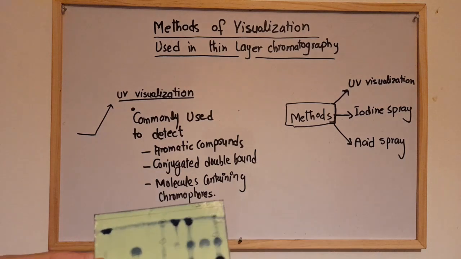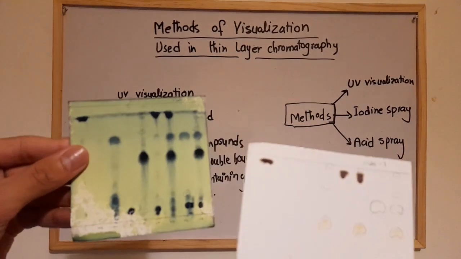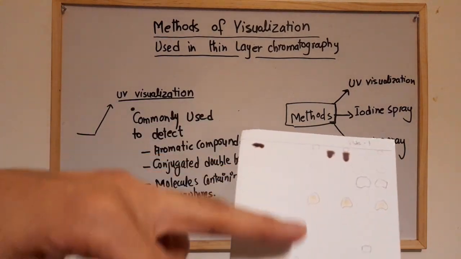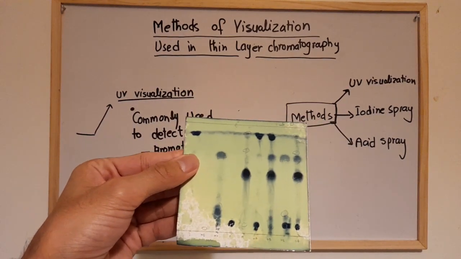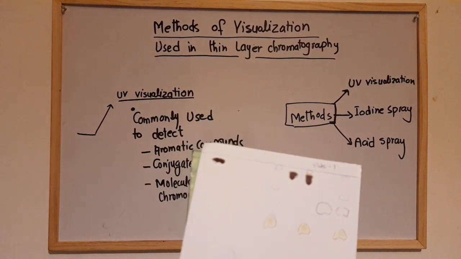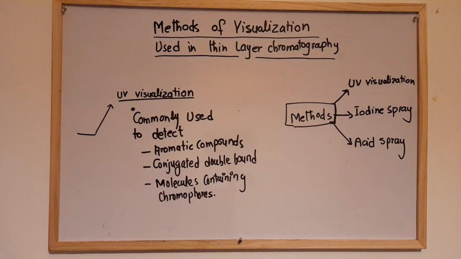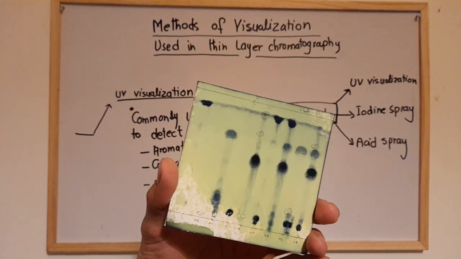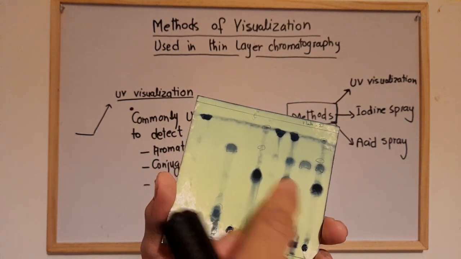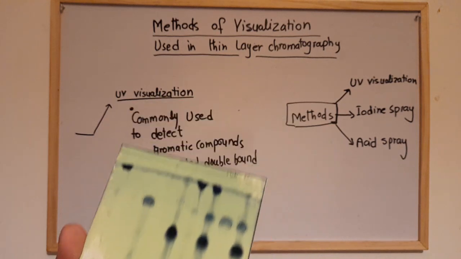So while performing the experiment, you will take two plates. You can analyze both of these plates with the UV spectrophotometer, but one of the plates is then sprayed with iodine and one is sprayed with an acid spray. If the compound doesn't appear with iodine, then we have to use the acid spray. The most commonly used acid spray is phosphomolybdic acid spray. You spray it on the TLC plate and you dry it. You can see the different spots. These are the blue spots that appear. It's most commonly used for compounds containing a hydroxyl group.